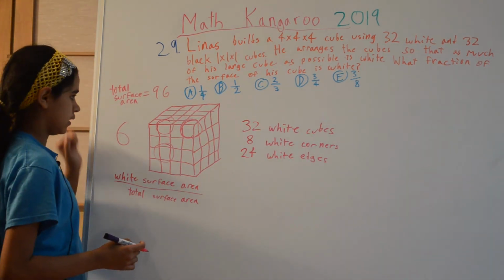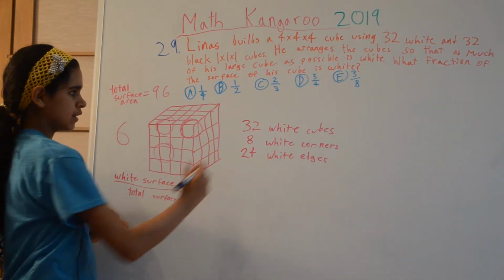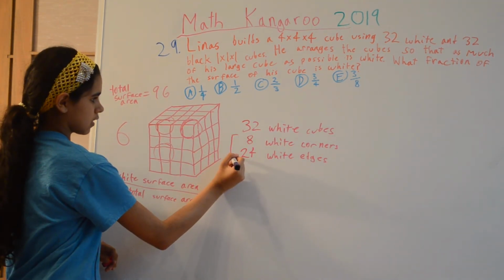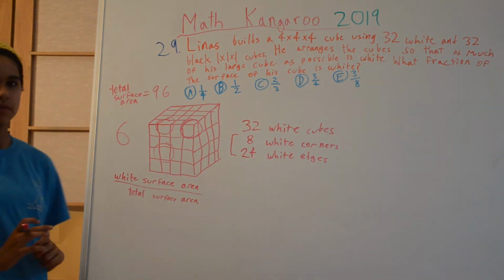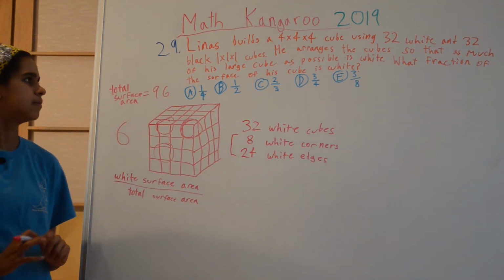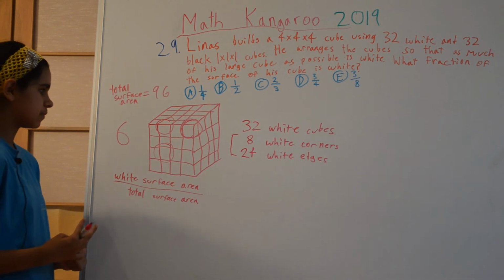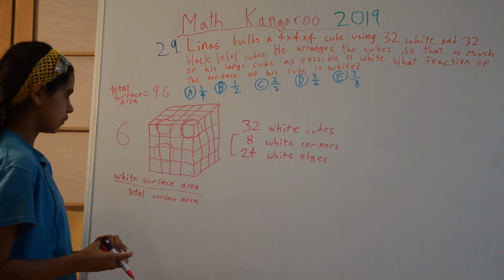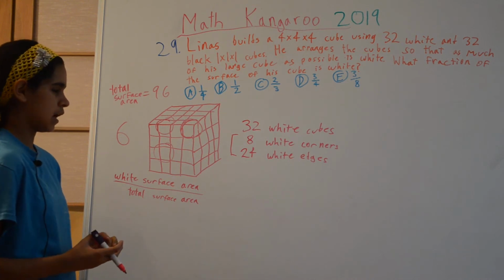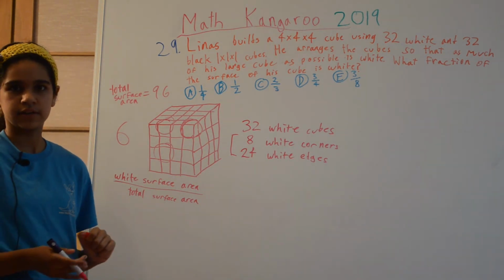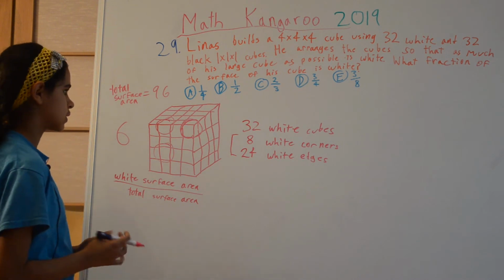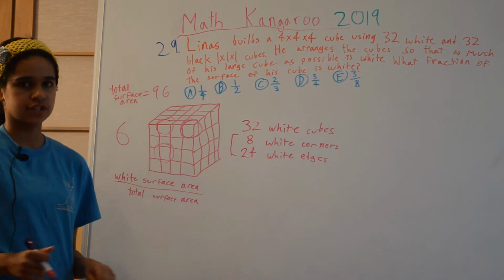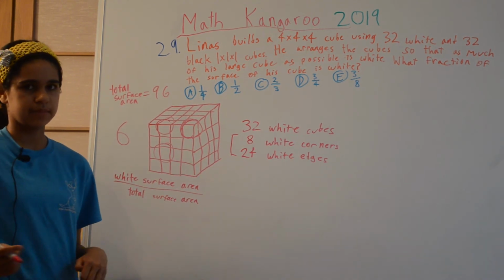So out of the total area of 96, using this information, we want to figure out how much of the surface area is white. To do this, we can figure out the white surface area on any given face. And that's going to be the same on every face, since we know that all the corners and all the edges are white and none of the squares in the middle are white.